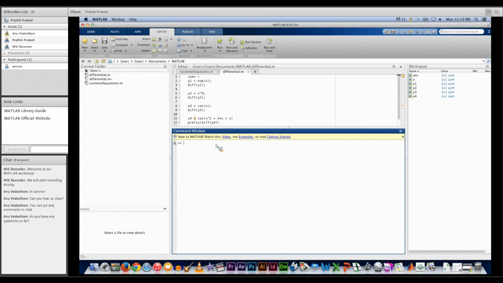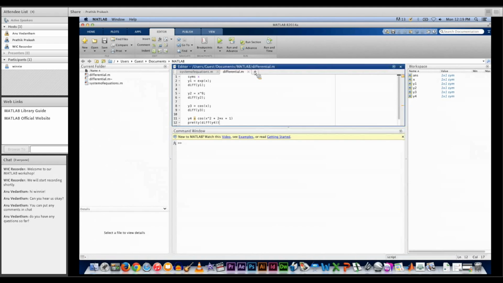So let's just try to solve an equation right now. Again, we'll put x as a symbolic variable, and we have a function known as int, that is used to compute integration values in MATLAB. Before I do that, I'll write it in terms of a function.